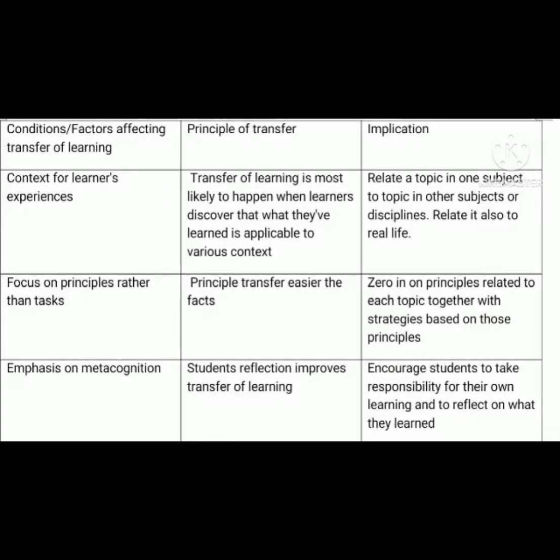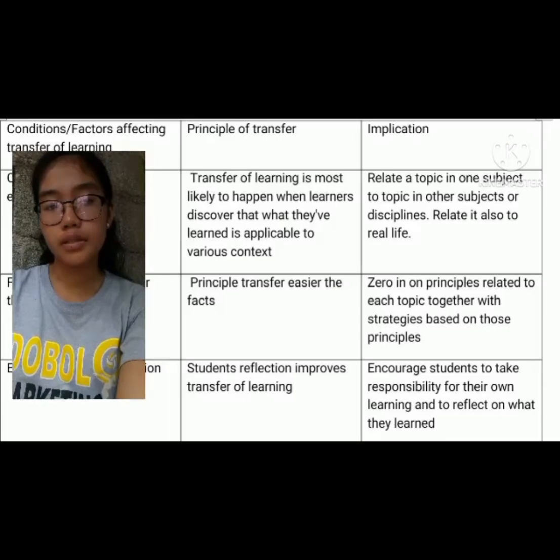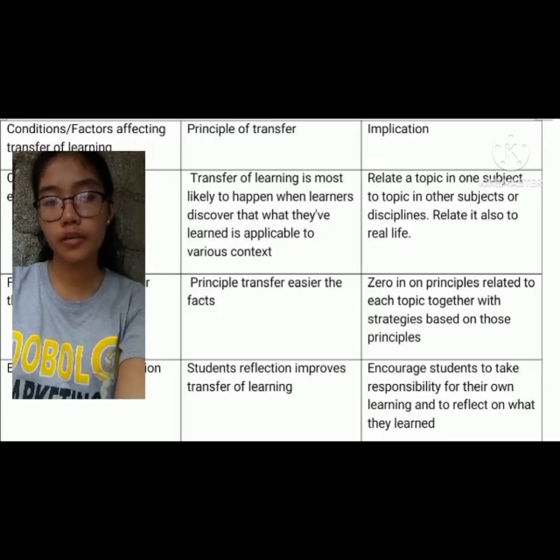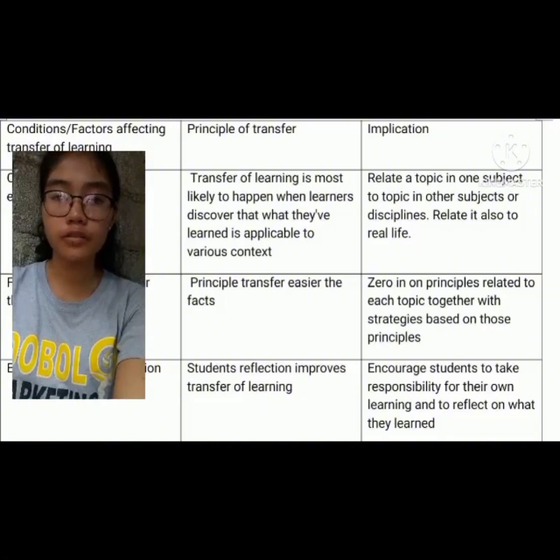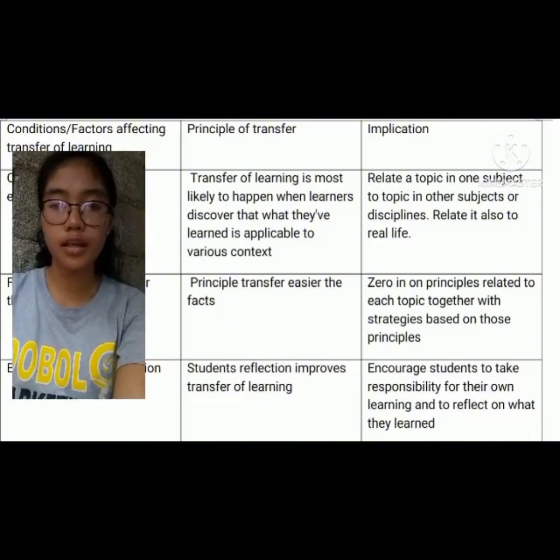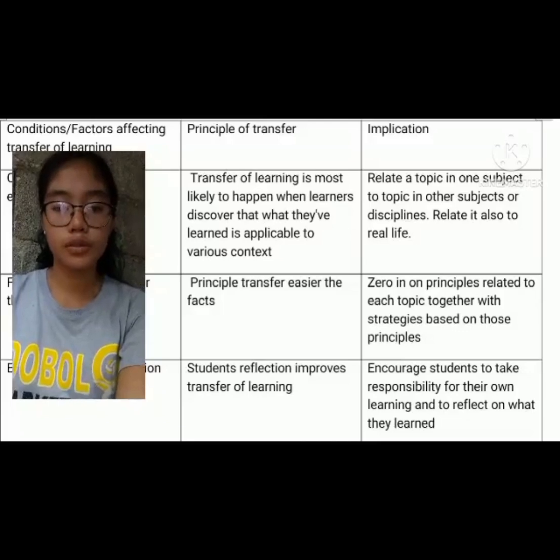Context for learners' experiences. Its principle of transfer is that transfer of learning is most likely to happen when learners discover that what they've learned is applicable to various contexts. And the implication: relate a topic in one subject to a topic in other subjects or disciplines, related also to real life. When students relate topics across disciplines and to everyday life, it enhances their transfer of learning, promotes holistic thinking, and prepares students for real-world challenges.